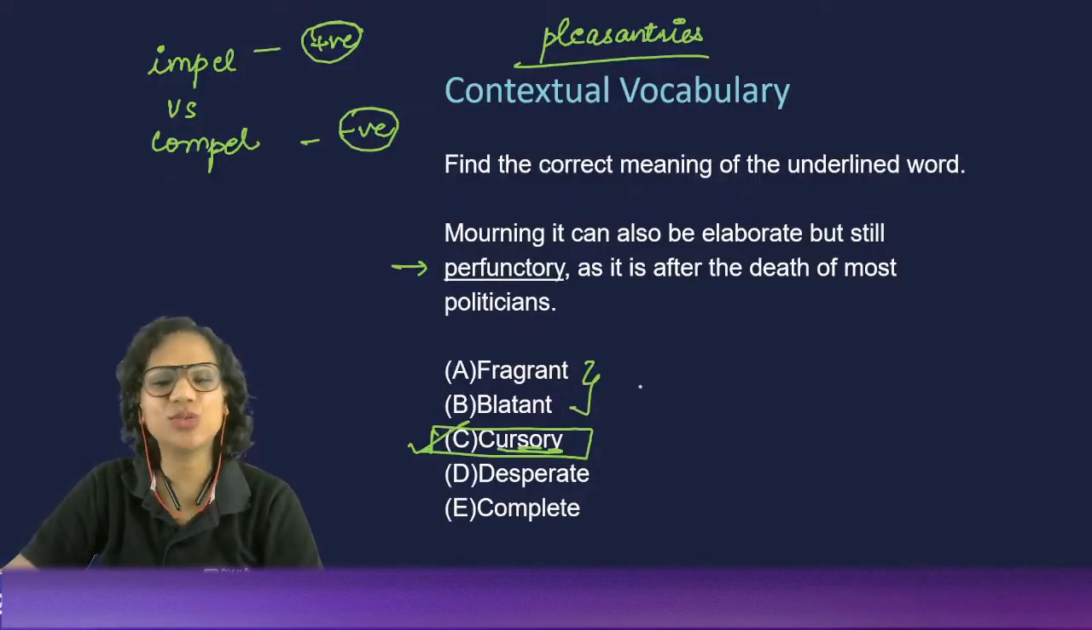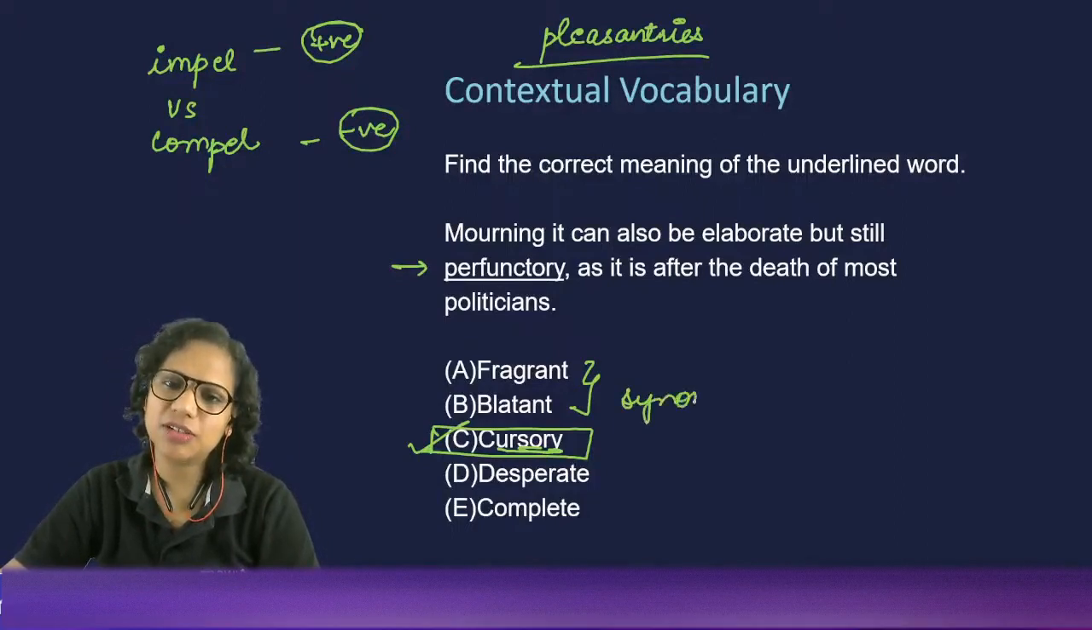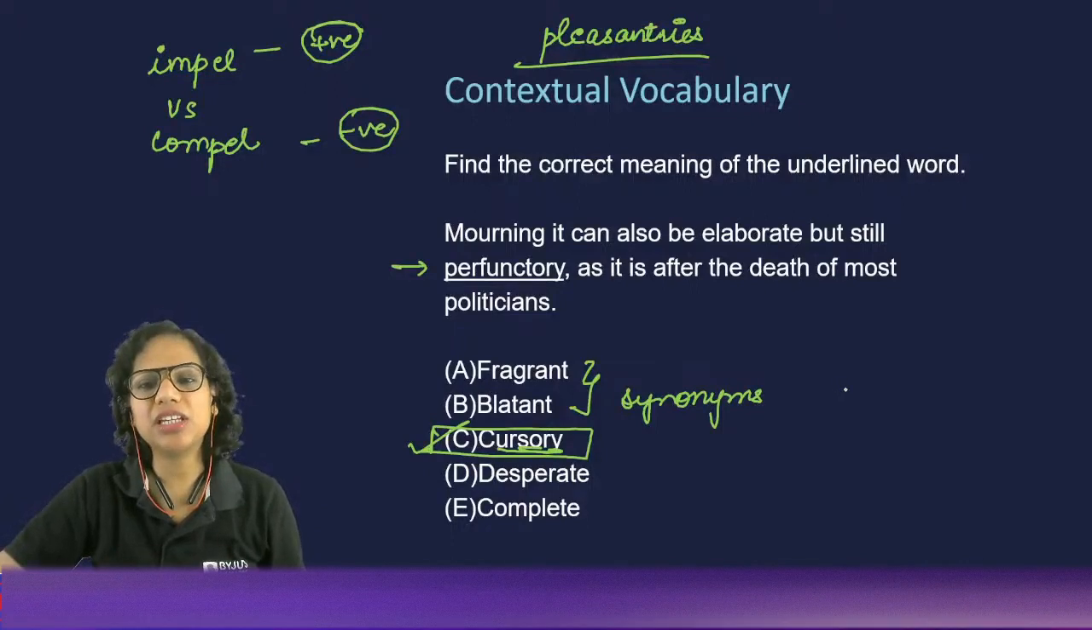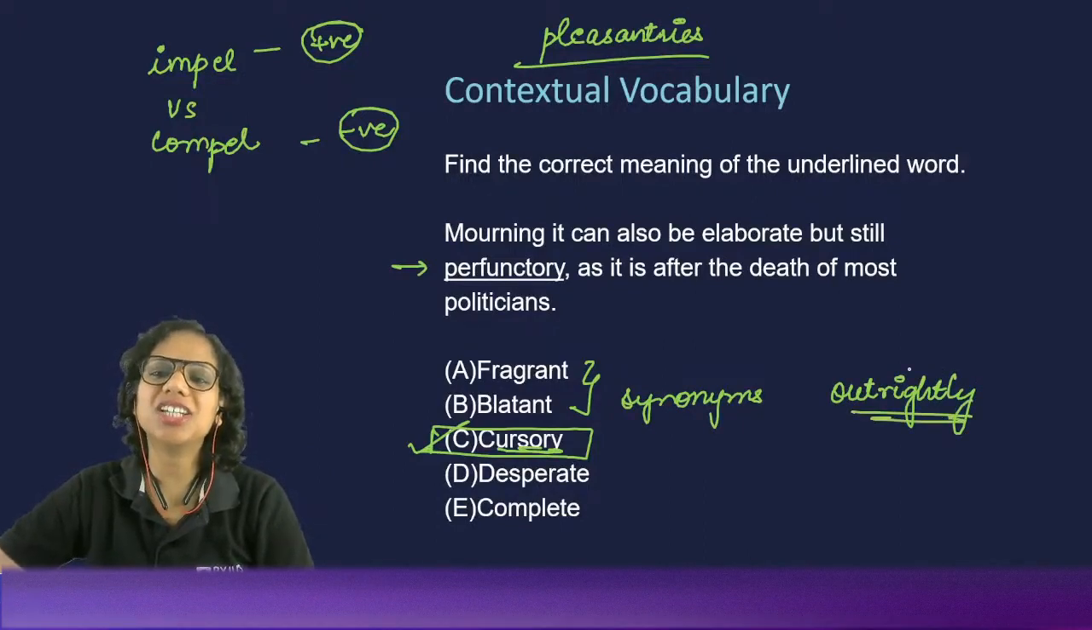Flagrant and blatant, no, they are not the answers. They both are synonyms, and it means doing something when you are indulging in something wrong in a very unashamed manner. So for instance, her blatant disregard for rules has always irritated me, right? So blatant means something that's very outrightly wrong and people do it unashamedly.